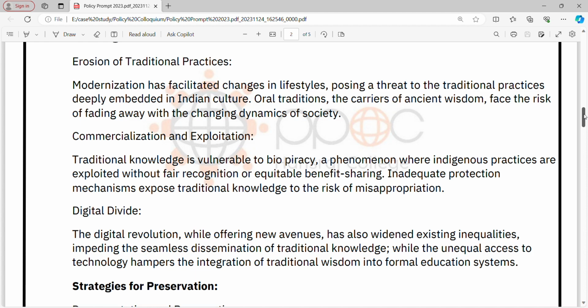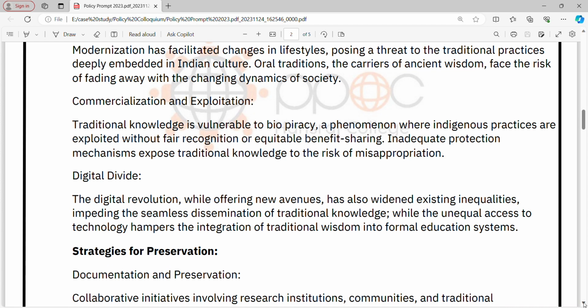Oral traditions, I hope you get that, because traditional knowledge won't be stored in the computer or any manuscripts. Mainly it will be passed on orally. The elders will orally inform the youngers on the traditional practices. So that is what is mentioned in this first challenge.